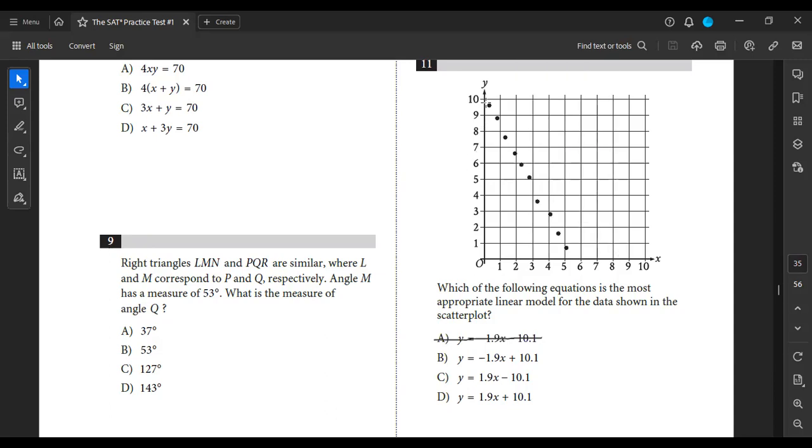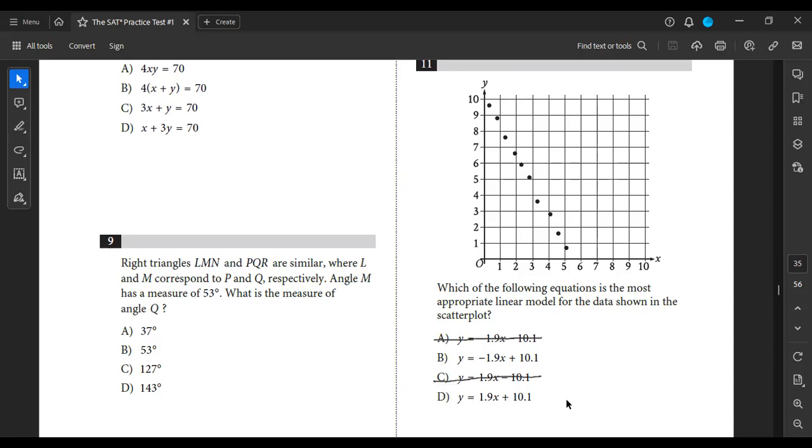We know that the y-intercept, when x is 0, we can see it's 10. It's going to be about 10.1, I guess. But it has to be positive. So the fact that A and C are negative, we can just cross them out. Now we're left with B and D.